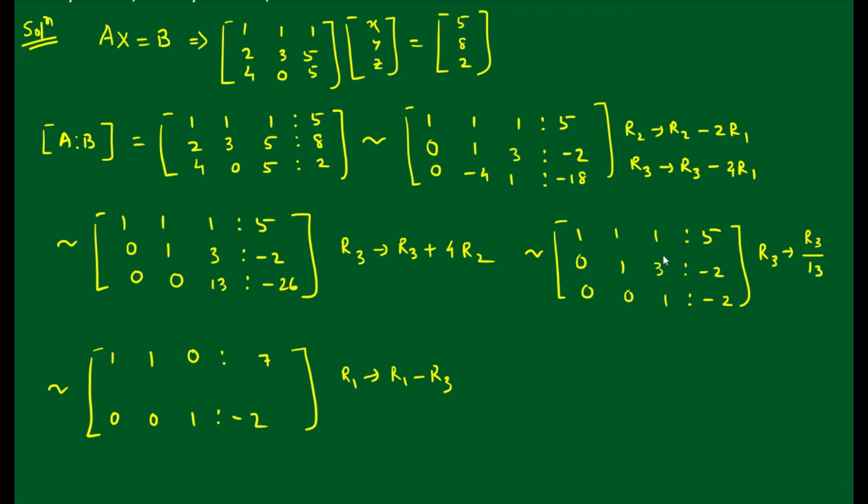Then we will make this particular 3 zero with the help of what? 1. So the operation will be R2 goes to R2 minus 3R3. So it will be 0, 1, 0, and this element will become 4, I guess. This minus 3, yeah, minus 2 plus 6 is 4.